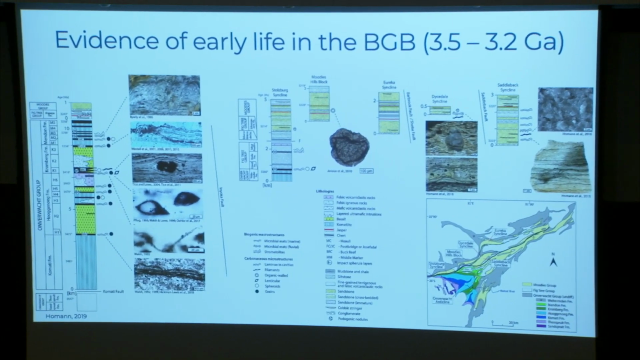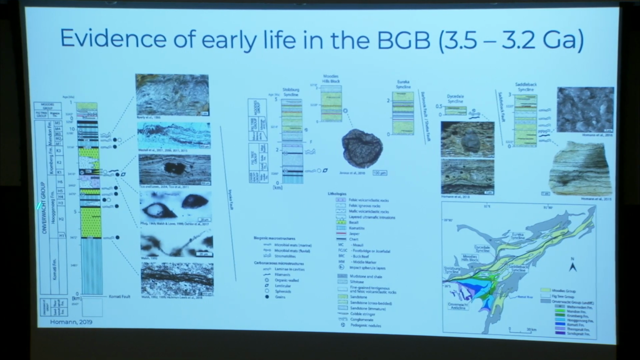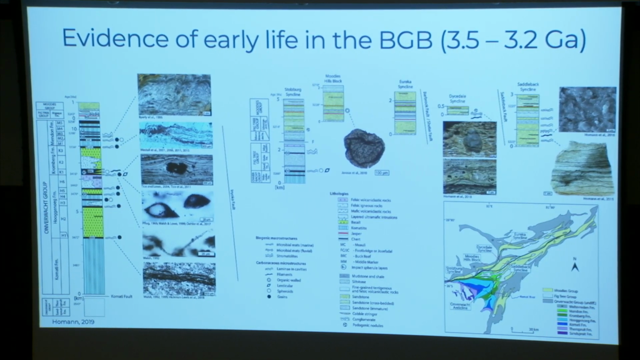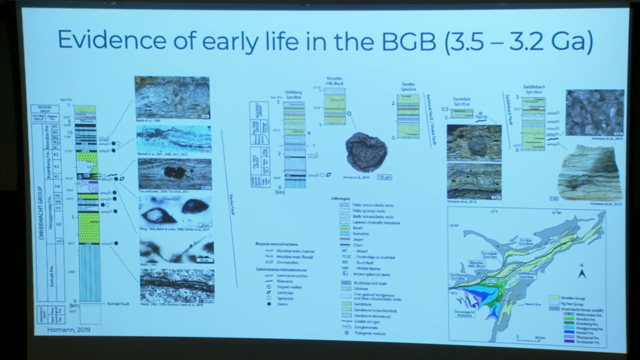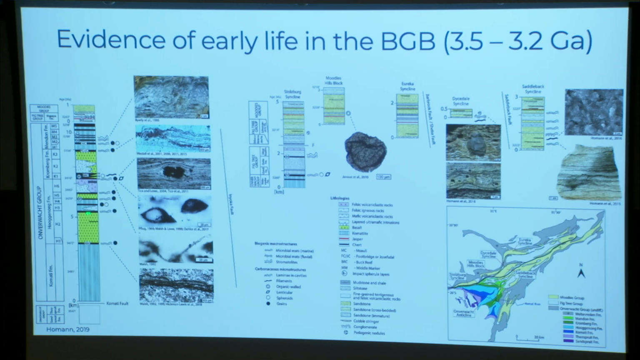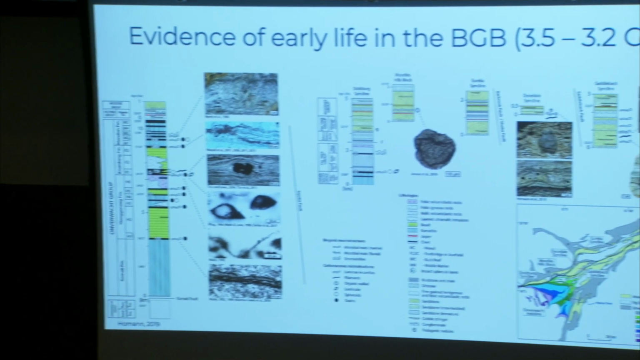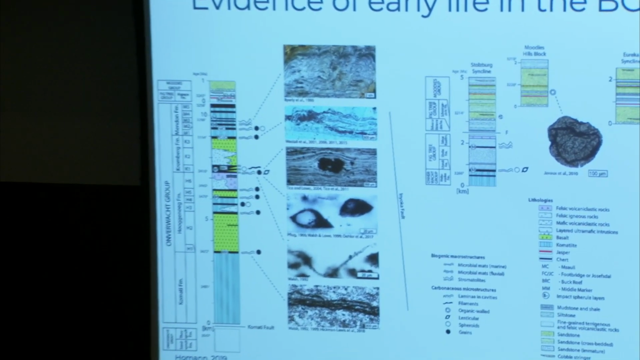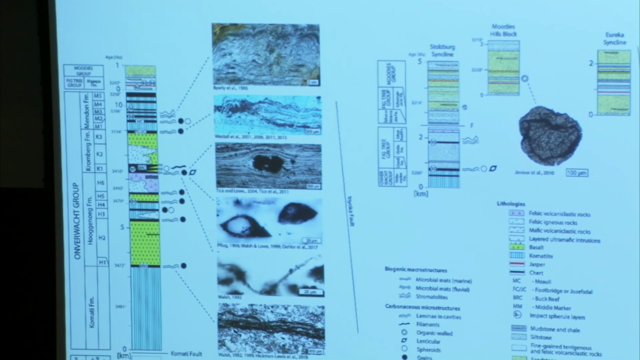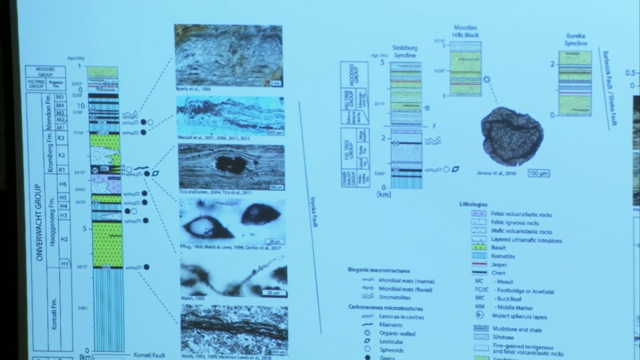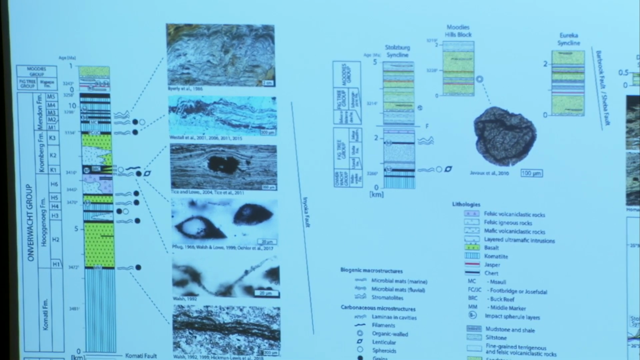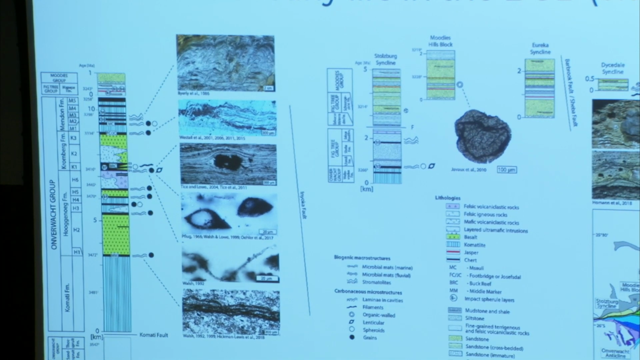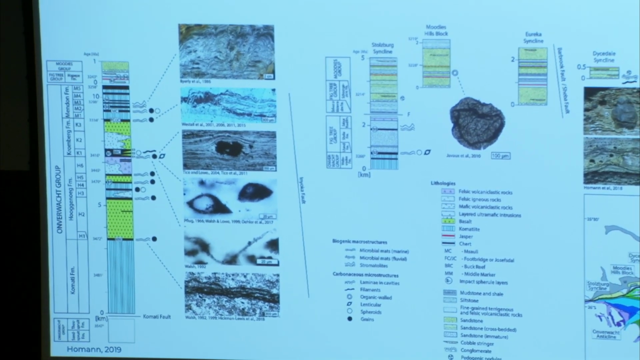I know there's a lot of information. Basically, I want to show you we've got the Onverwacht, Fig Tree, and Moodies Groups on top, and microfossils and microbial mats in the Onverwacht Group. They typically are only preserved in carbonaceous cherts that you see here in these black lines indicated. The Moodies Group on top consists of siliciclastic rock units. So we've got sandstones and conglomerates, and there we've got fossil microbial mats. And in the following, I would like to just go upwards a bit in the stratigraphy and highlight a few of these earliest traces of life in the Barberton Greenstone Belt.